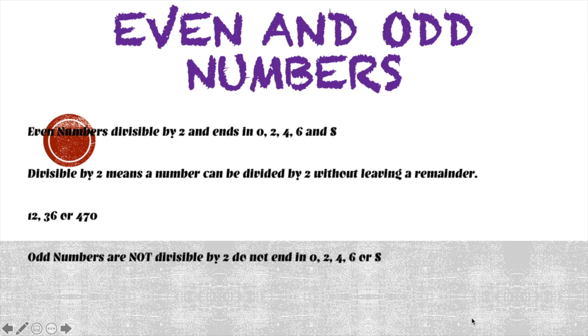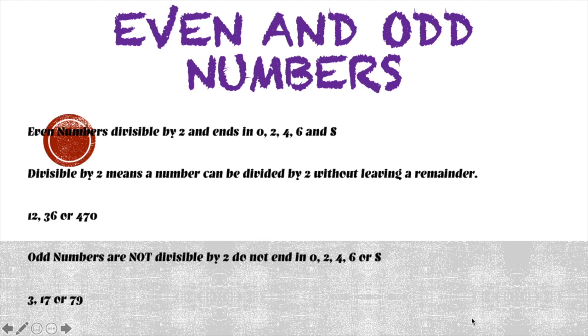Odd numbers are numbers that are not divisible by 2 and do not end in a 0, a 2, 4, 6, or 8. Some examples of odd numbers are the numbers 3, 17, and 79.